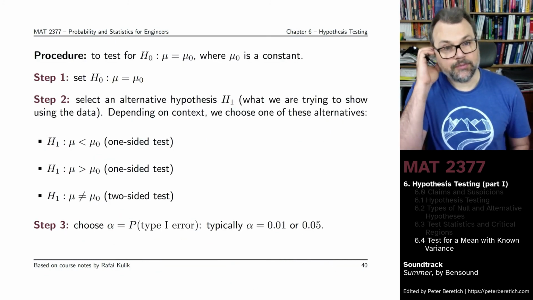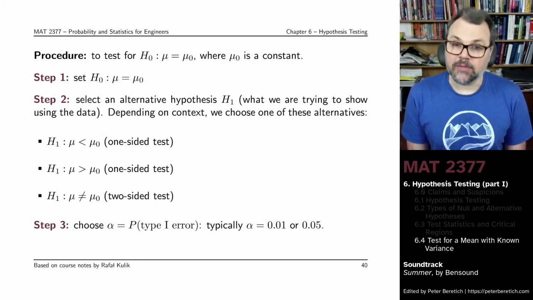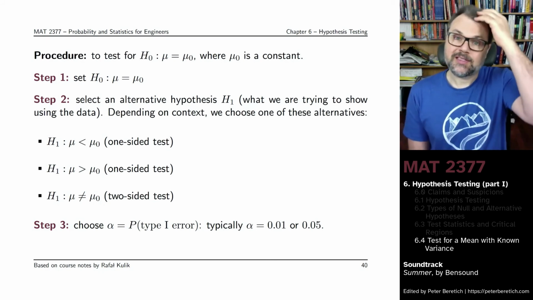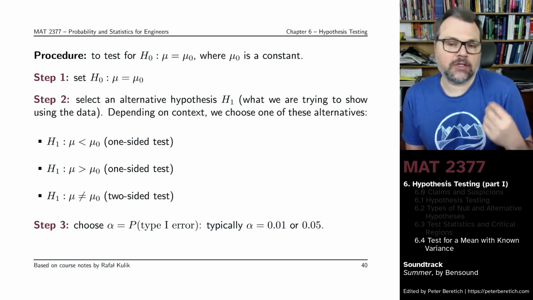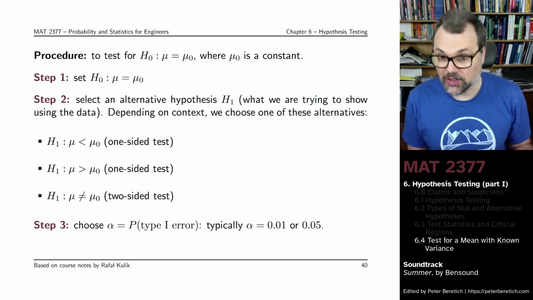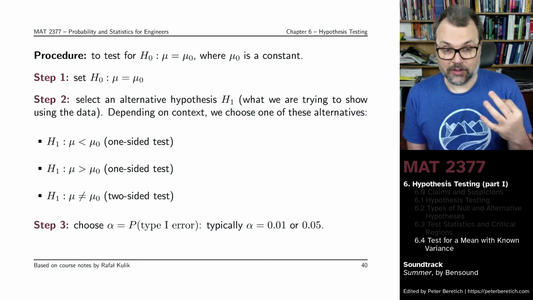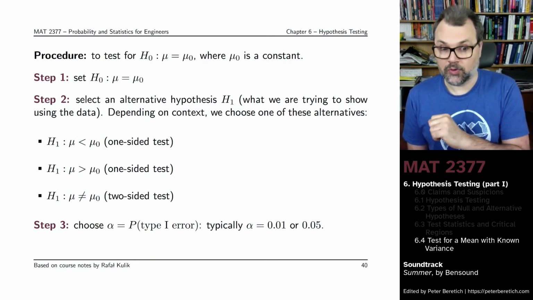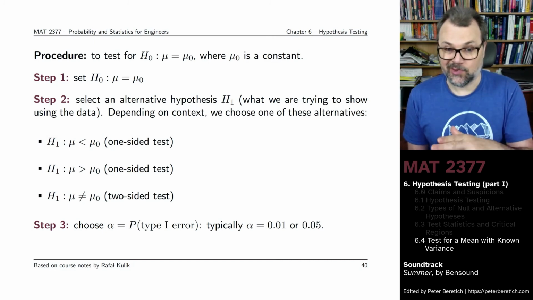So what's the procedure? If you want to test for the population mean mu being equal to mu0, some constant, some claim, you set up the null hypothesis, then you select an alternative hypothesis H1, what it is that you're truly trying to show using the data. And depending on the context, you'll be picking one of three alternatives. Either mu is smaller than mu naught, or mu is larger than mu naught, or mu is not equal to mu naught. One-sided test to the left, one-sided test to the right, a two-sided test.